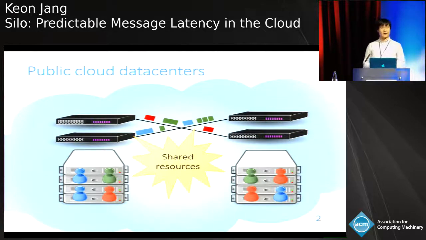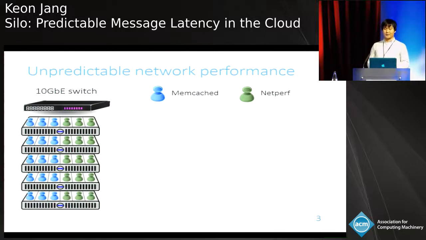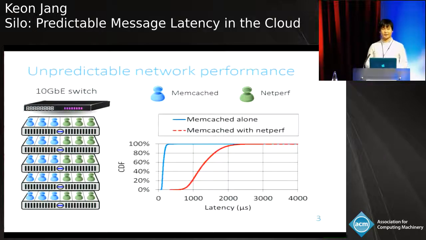First, I'd like to demonstrate that network sharing is a problem with a simple experiment. There are two tenants sharing a cluster of 5 machines. Each tenant has 15 virtual machines as shown on the left side, and one tenant is running Memcached and the other is running NetPerf. We measure the latency of the Memcached workload with and without the NetPerf tenant, and here's the result. As you can see, latency has increased significantly with the NetPerf tenant running.